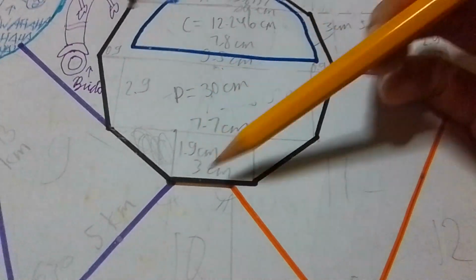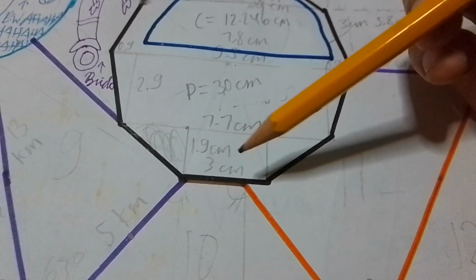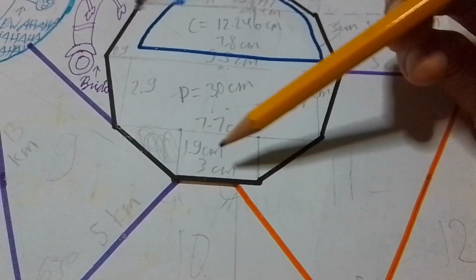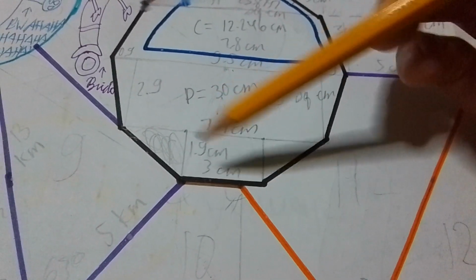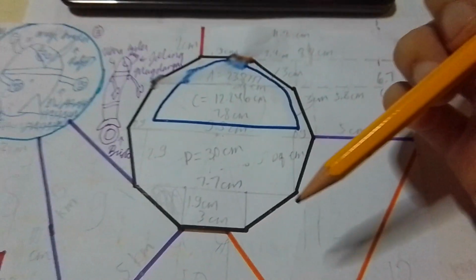That's why if you have seen this 1.9 cm a while ago, baka magtanong ka sa akin na, ano yung 1.9? Yun pala, that's the height. So that's the height of the trapezoid. Now we can solve for the area of the trapezoid. By the way, here's the catch.